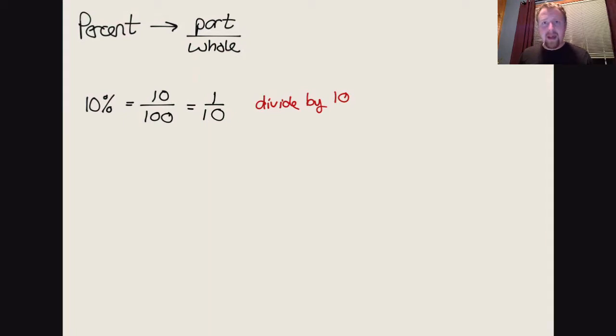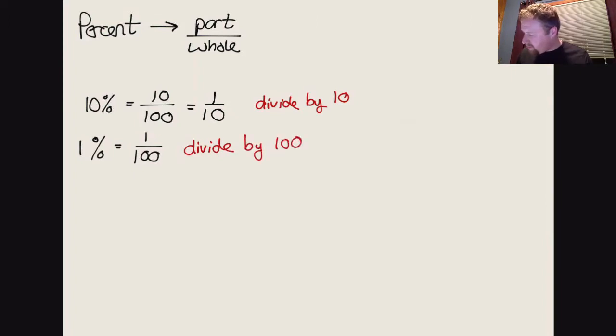Then if we're looking at 1%, 1% is the same thing as 1 over 100. That's as simple as it gets. You would be taking 1/100th of something. So it's like dividing something into 100 pieces and taking one of them. Mathematically, you divide whatever you're working with by 100 to find 1%.